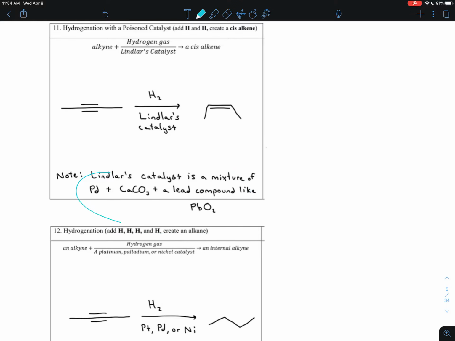Lindlar's catalyst is an acceptable way to write this whole catalyst, so you don't have to write all these reagents. You could if you want to, but it's acceptable to write Lindlar's catalyst with the H2 to turn an alkyne into a cis alkene. Lindlar's catalyst is the most famous and most popular of the poisoned catalysts that accomplish this, but there is one other one that you should be aware of, and that is a nickel boron complex. This Ni2b.